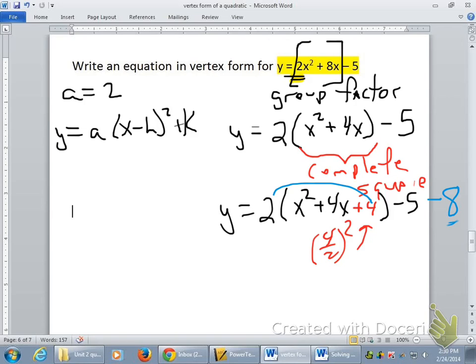That little 2, that little a out front, caused me a problem. I had to remember that technically there's a little distributive property there. So it's not just plus 4, it's plus 8, which means I subtract 8. Now you really are looking at the answer. You just have to clean it up. Y equals 2 parentheses. What does that look like as a factor? X plus 2 squared. And then I got minus 5 minus 8, which is minus 13.